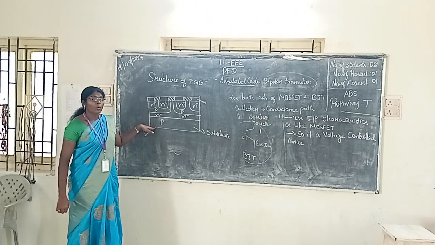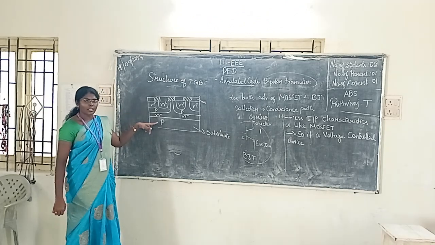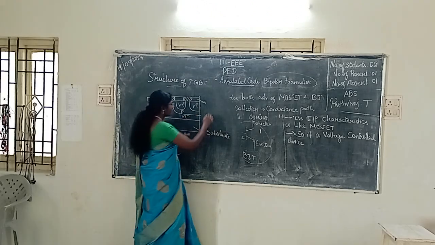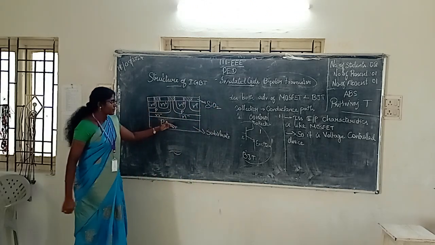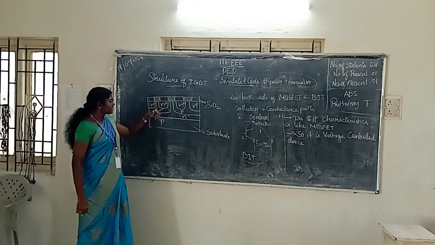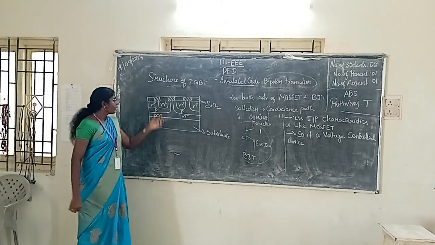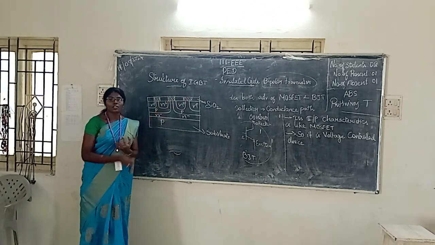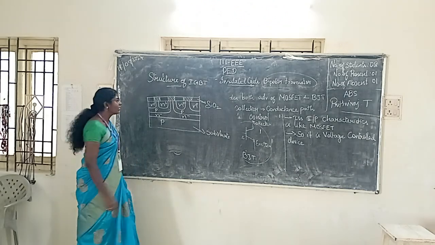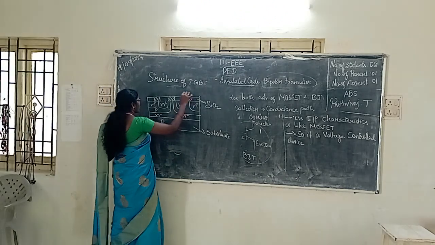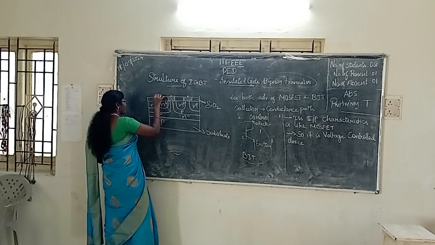For MOSFET, what is the name called? Metal oxide. So what is that metal oxide? Yes, SiO2. So on the P type substrate, I am going to diffuse N plus, P, N minus. Later on, I am going to create the terminals in the metal oxide. Okay. So what are the so-called terminals called?